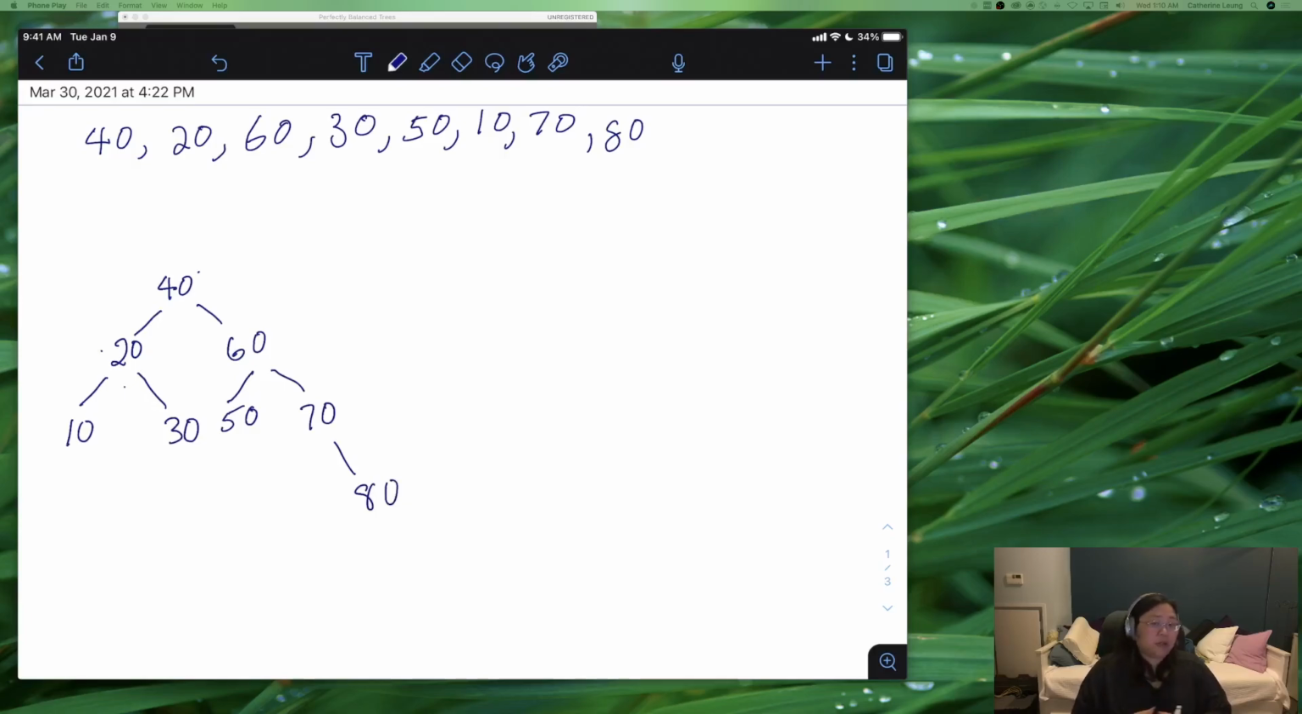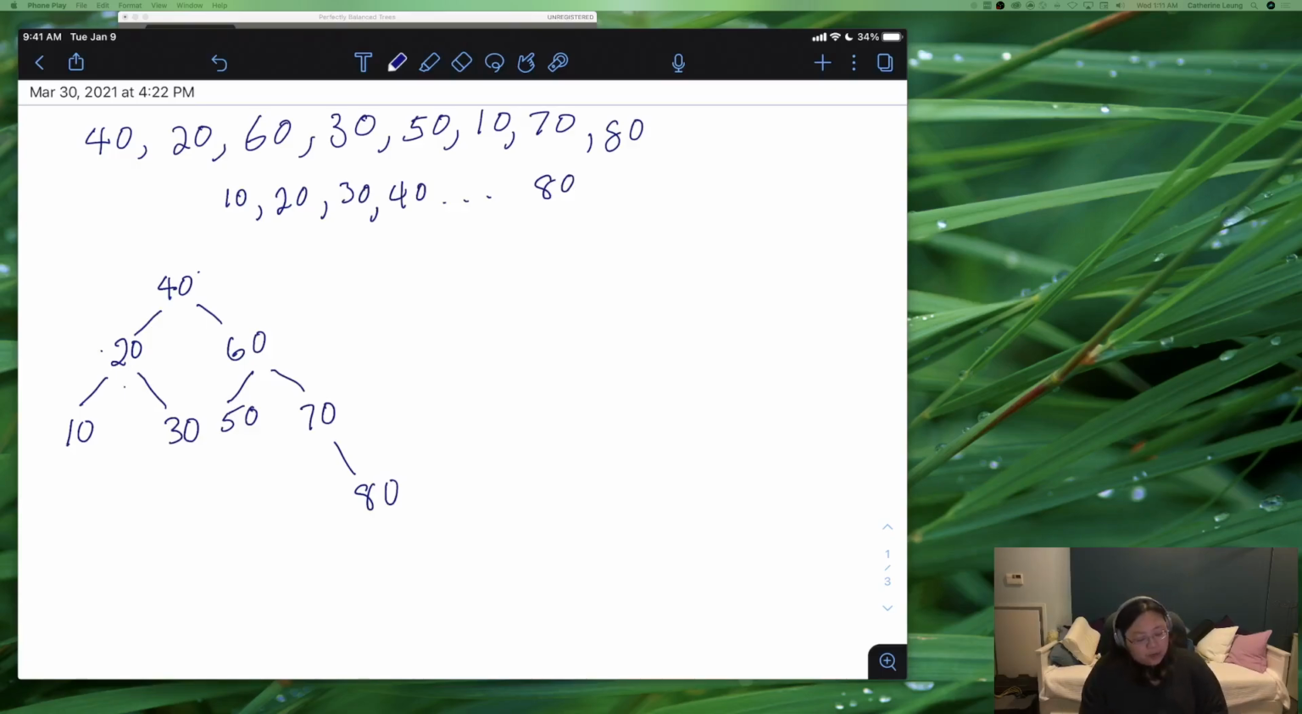This is just following the regular binary search tree insertion algorithm, and this is the tree that we get. Now let's suppose that I give you exactly the same data, but in sorted order instead, from smallest to biggest. So instead of inserting it in the order 40, 20, 60, 30, etc., we insert it in the order 10, 20, 30, 40, all the way up to 80.